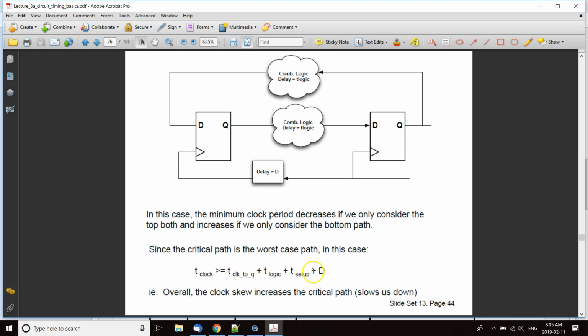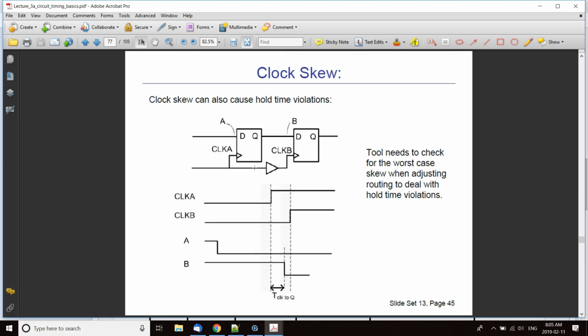Because of this D here, right? Because of the delay, that's what we covered last time. So that's one effect of clock skew: we have to take into account the delay in the worst case path, and that basically makes our clock slower in order to meet timing with clock skew. So that's generally not a good thing. There are a few other effects of clock skew, which we should note.